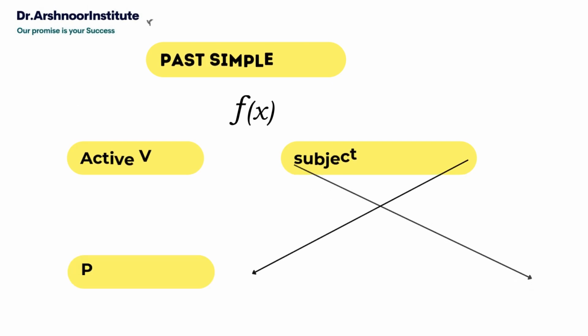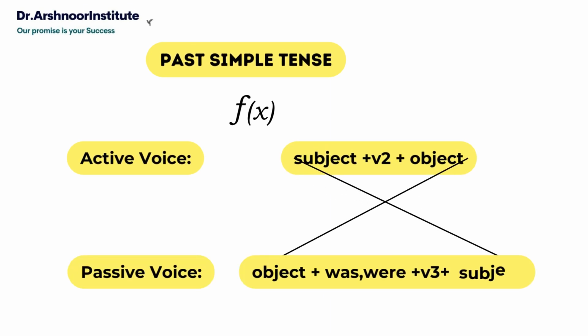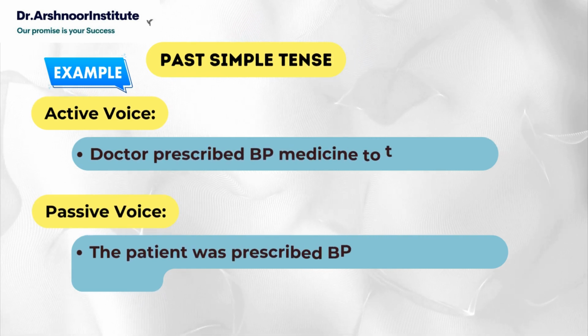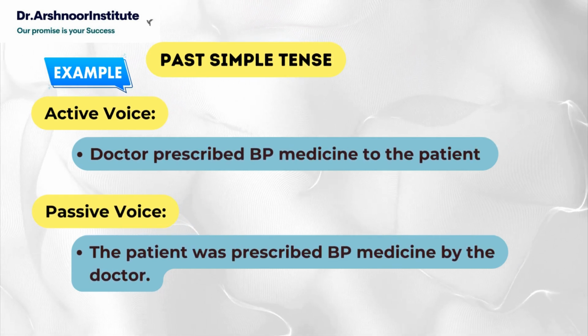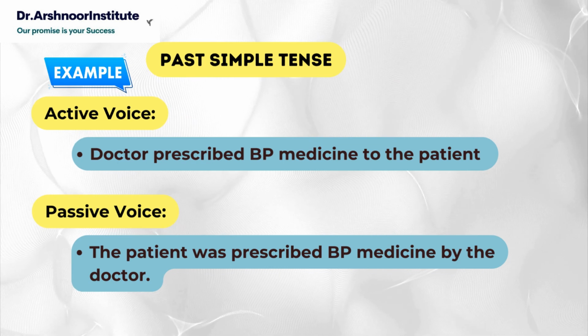In OET writing, during hospital stay and past medical history, we use past simple tense. The formula of past simple tense is subject plus second form of the verb plus object. When it is converted into the passive form, the subject is changed by the object and the object is changed by the subject, and the formula goes with object plus was, were, again the auxiliary verbs, plus third form of the verb plus by plus subject. For example, active voice: doctor prescribed BP medicine to the patient. When it is converted into the passive form: the patient was prescribed BP medicine by the doctor.